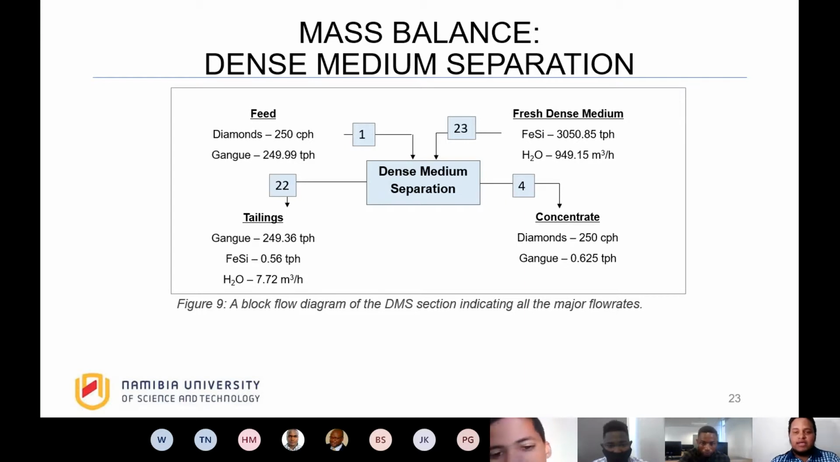Other than that, the rest of our water and our ferrosilicon continuously recirculates in our dense medium separation circuit due to recovery of the ferrosilicon with magnetic separators. As you can see, our concentrate has diamonds, which we assume there's 100% recovery of, and that then gives us 250 carats per hour of diamonds in our concentrate as well. However, there is also some gangue in our concentrate, but that's what the X-ray recovery will sort out.